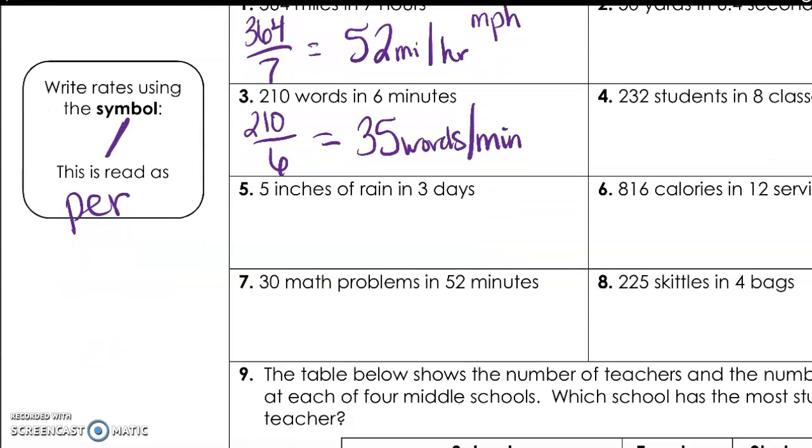Number 5, we got 5 inches of rain in 3 days. So you're going to take 5 divided by 3. Now, when you do this, you're going to get a repeated decimal. If you need to, I want you to round to the nearest tenth. So that's one number after the decimal point. And also when you round, you should put a squiggly. So instead of an equal sign, you do squiggly to show approximately. So it's 1.6 repeating, so this would become approximately 1.7 inches per day.